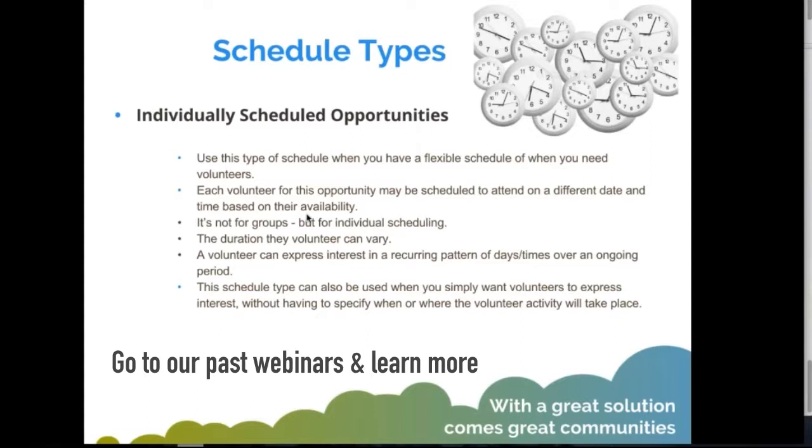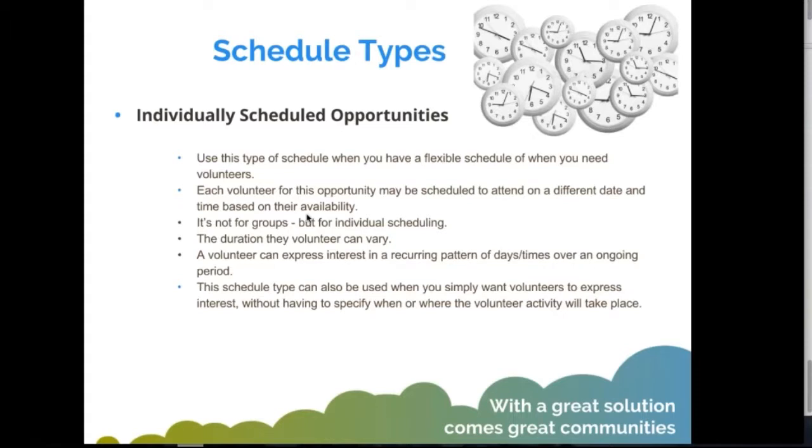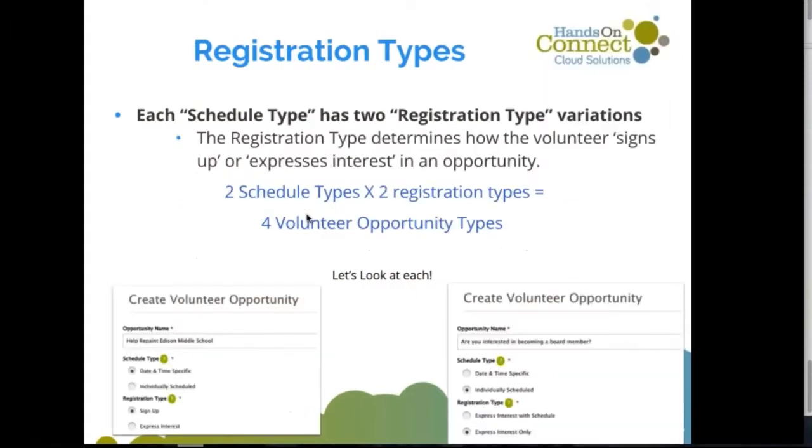So this schedule type can also be used when you want to simply have volunteers express interest without having to specify where or when the volunteer activity will take place. So we've got date and time specific, we have individually scheduled. Now, each of these two schedule types has two registration type variations that changes the way the registration is handled and how you handle it on the back end.